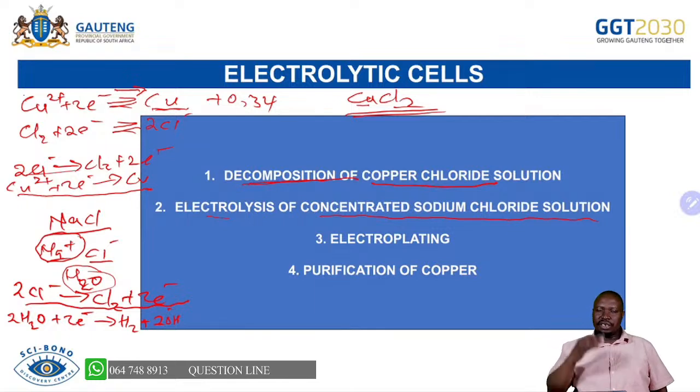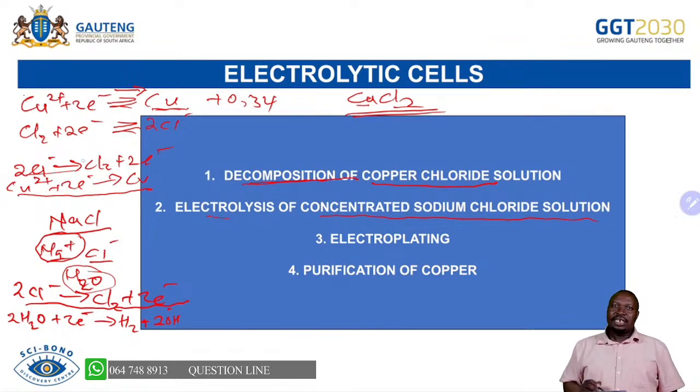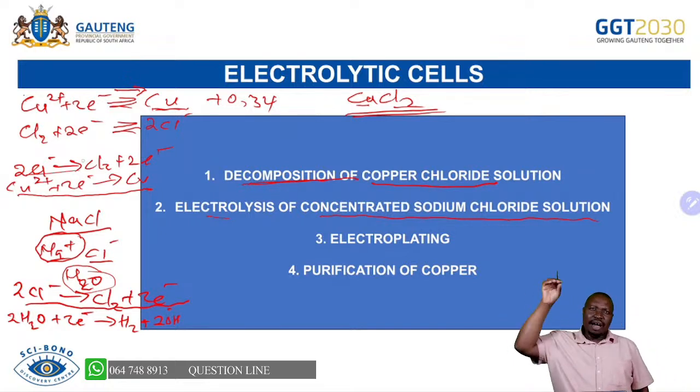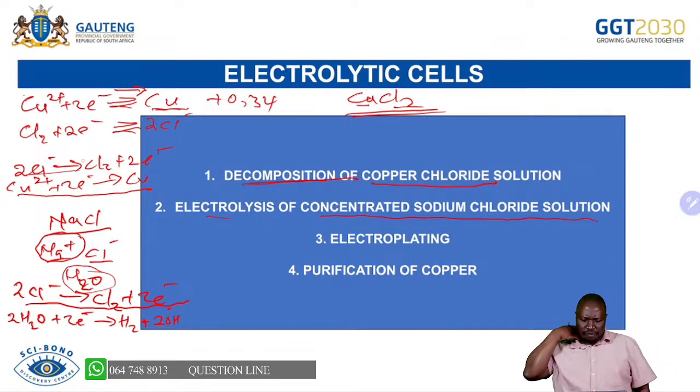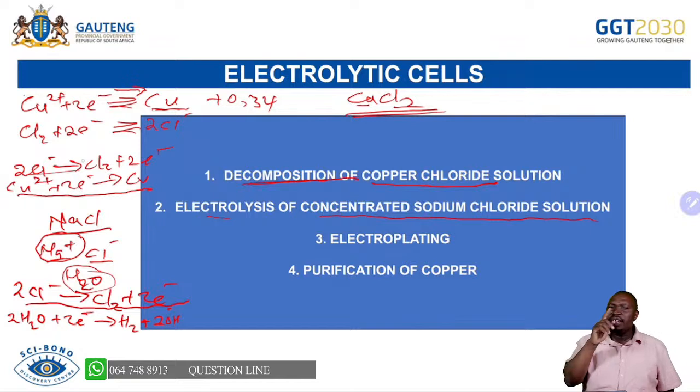Remember, in both reactions, there is water. So Cu2+ is a stronger oxidizing agent than water. It will gain electrons. In this case, water is a stronger oxidizing agent than Na+. That's why water will gain electrons, not Na+. Please don't forget this. This is a question that, even if we check, many provinces are asking. Now, when it comes to electroplating, I want you to move with me here.